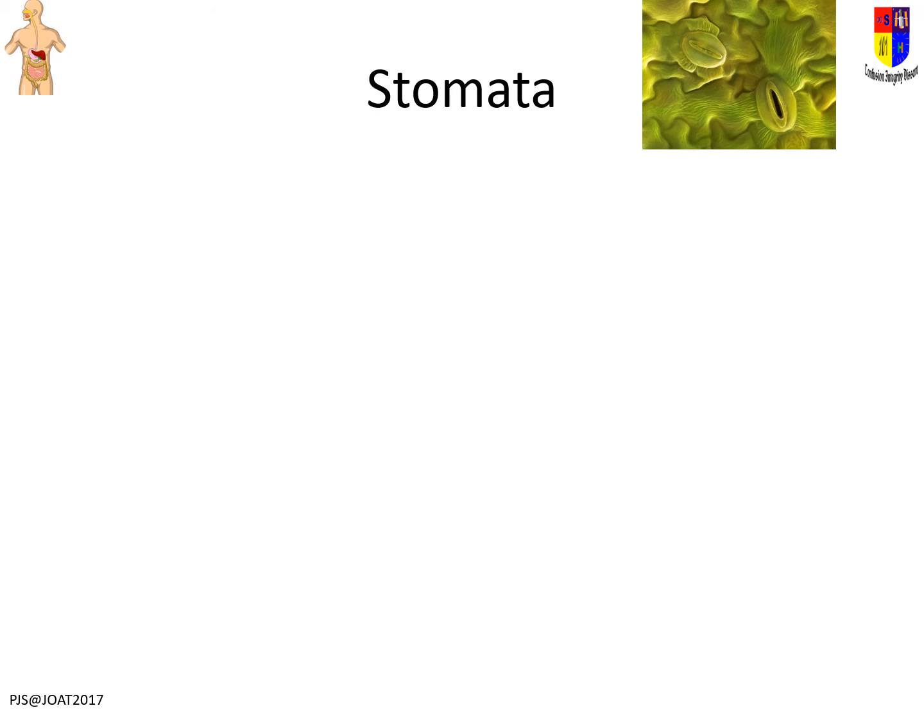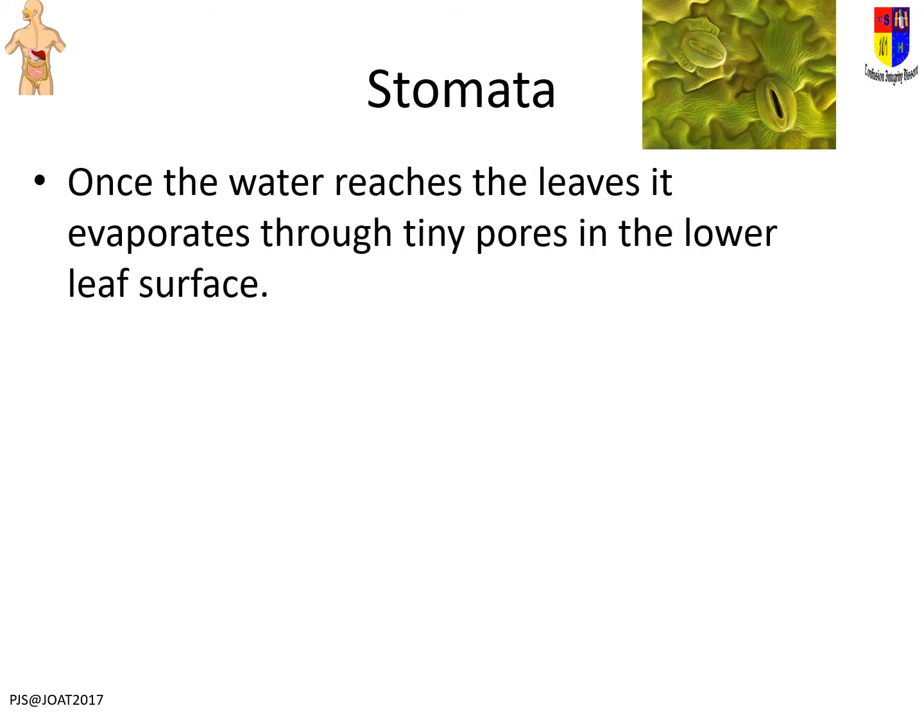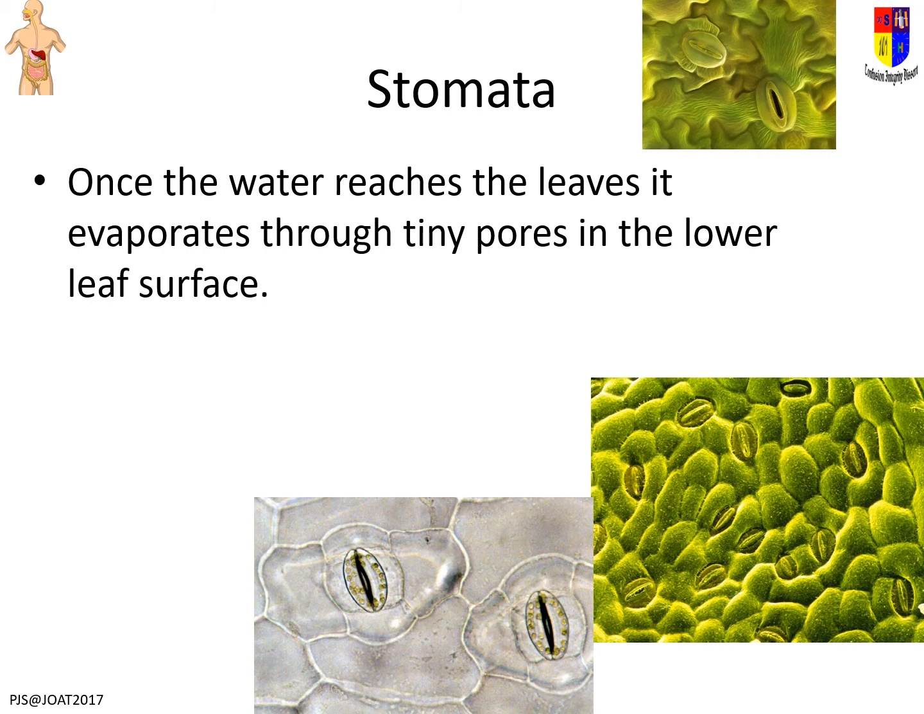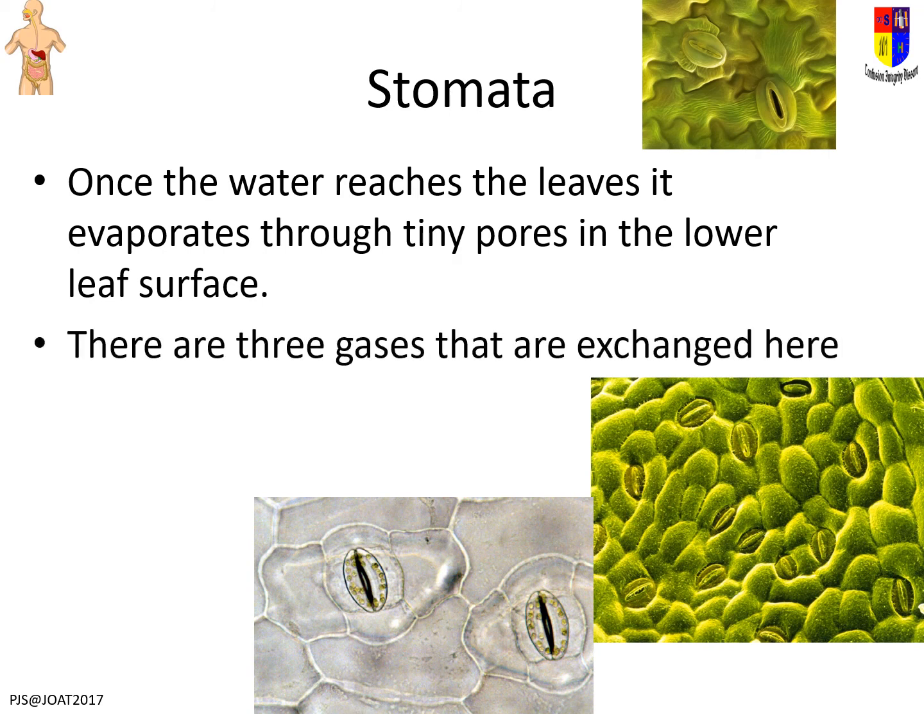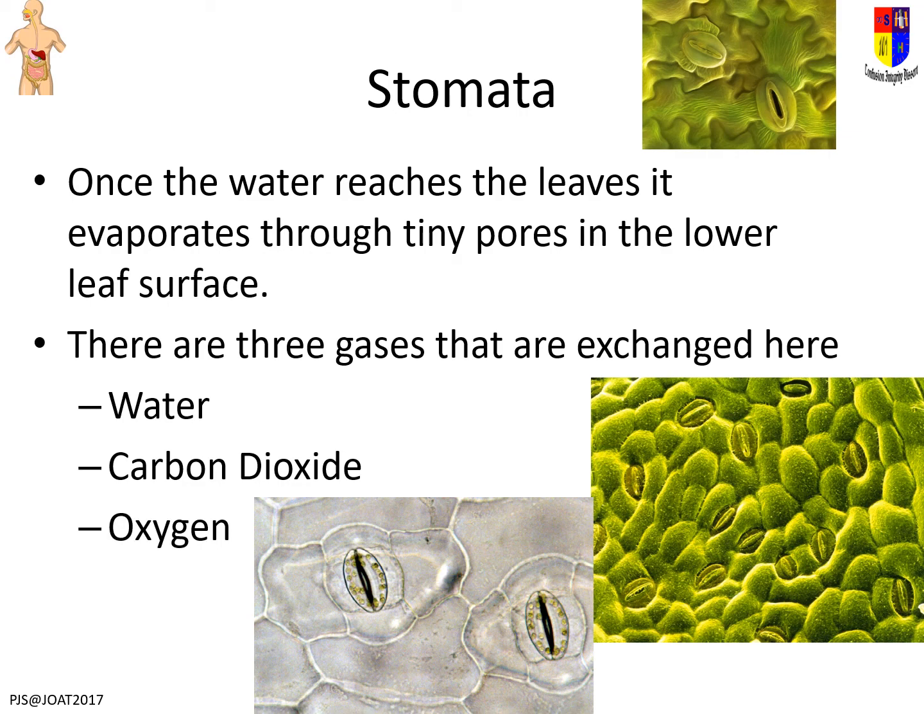So the final destination for water, if it's going to leave the plant in the transpiration stream, is the stomata. The stomata are these tiny little pores that you've got in the bottom of the leaf surface, and lots of different pictures of these here. Three gases that you can actually exchange here. You get water, well, water vapor to be more precise. We have carbon dioxide and we have oxygen.